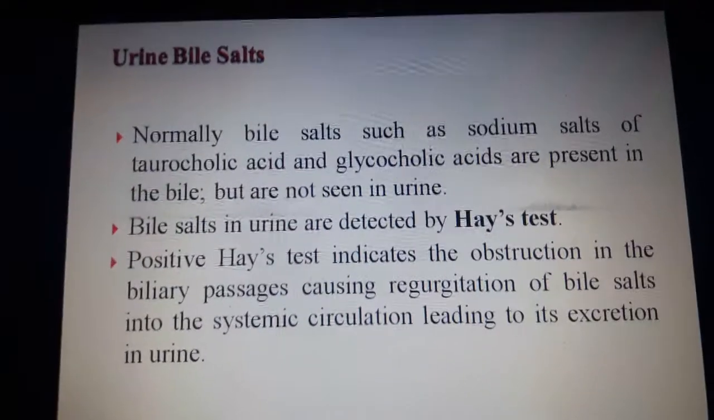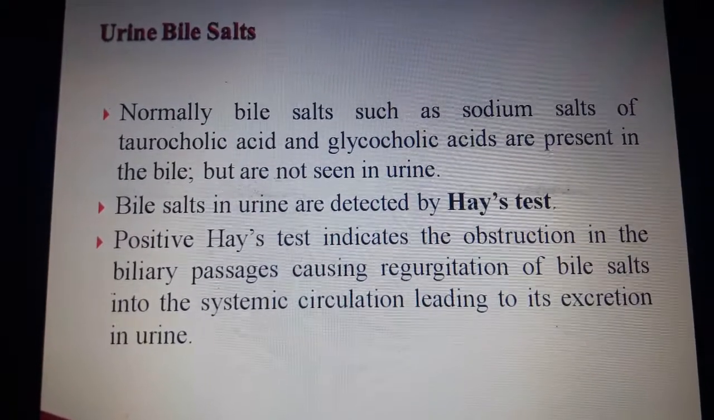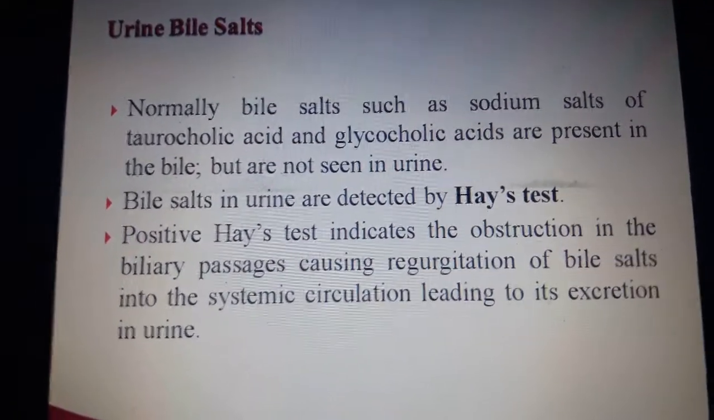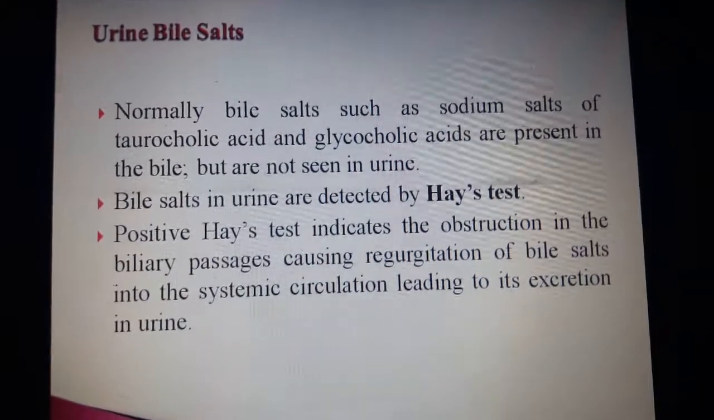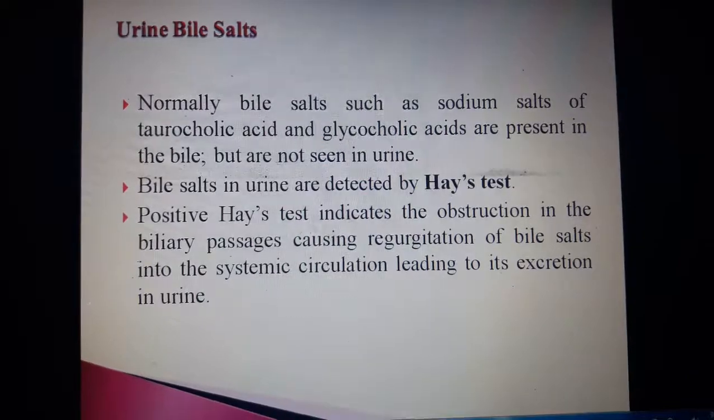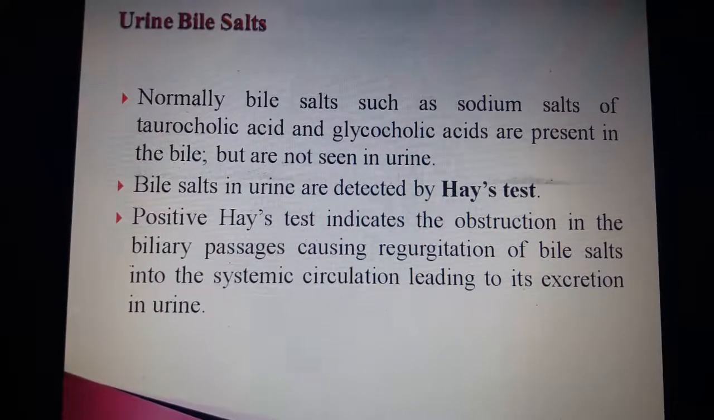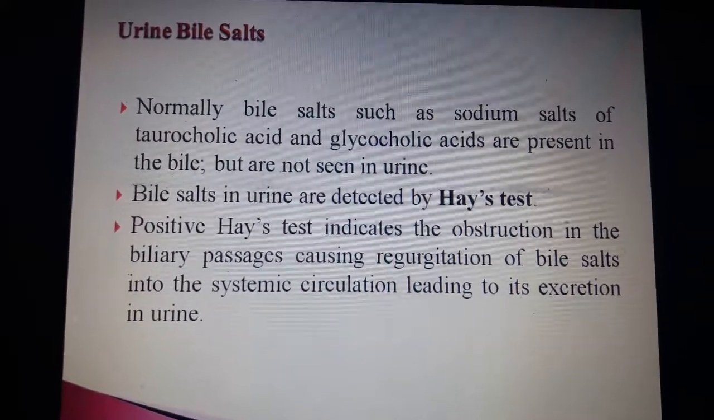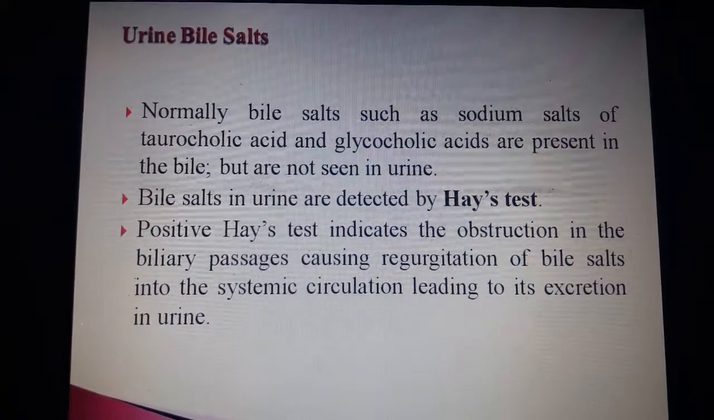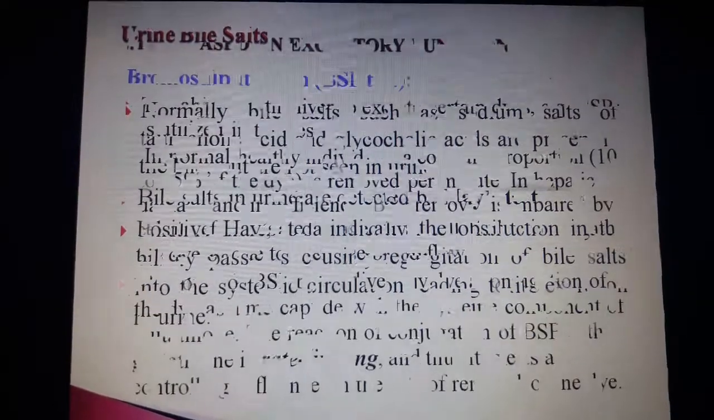Bile salt in urine. Normally, bile salts such as sodium salts of taurocholic acid and glycocholic acid are present in the bile but are not seen in urine. Bile salts in urine are detected by Hay's test. Positive Hay's test indicates the obstruction in the biliary passages, causing regurgitation of bile salt into the systemic circulation, leading to its excretion in urine.